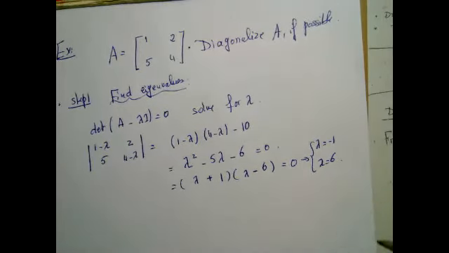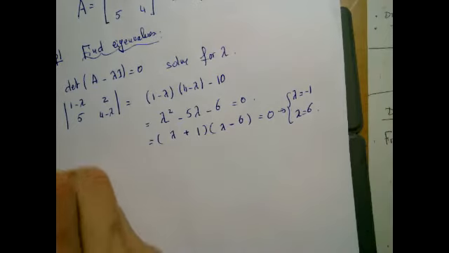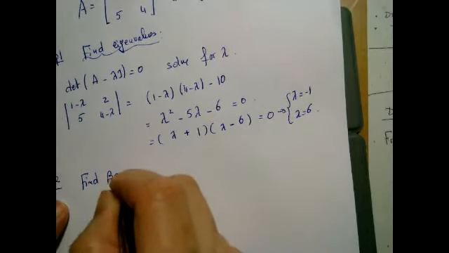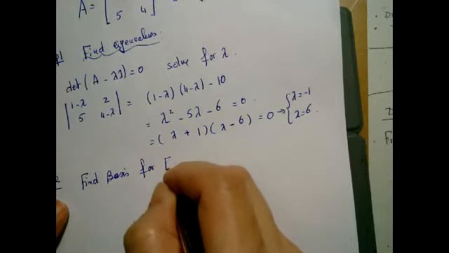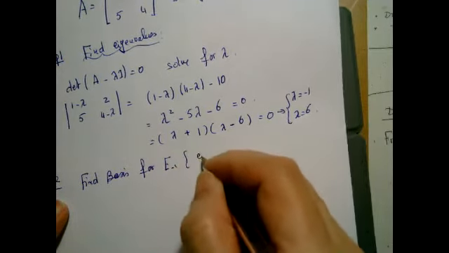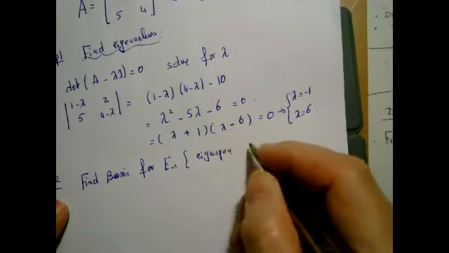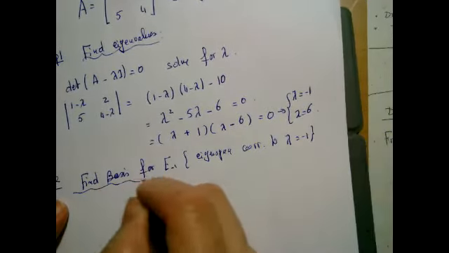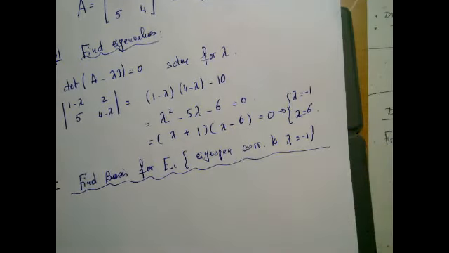Okay, now for each eigenvalue, we have to find the eigenvectors, and I need 2 linearly independent ones to be able to diagonalize. So we start with the first one. So step 2, we need to find a basis for E minus 1. It means the eigenspace that corresponds to lambda equal minus 1. So now I'm after eigenvectors. I need linearly independent ones. I don't need all of them. I need 2 linearly independent ones.